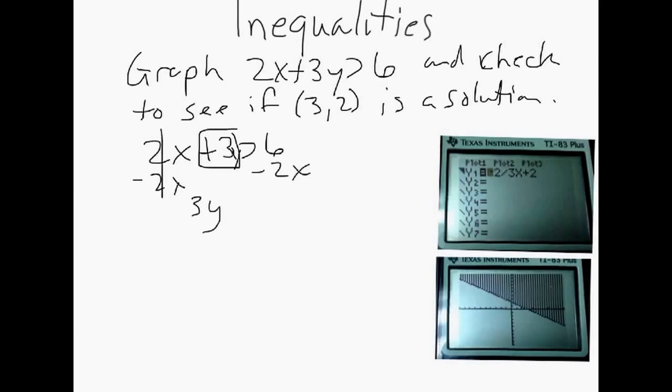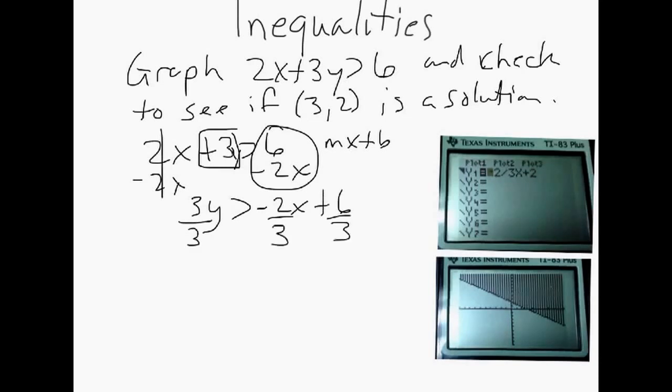We bring down the 3y, we bring down our greater than. This gets written in mx plus b form just like we've been doing all year. So minus 2x goes first, positive 6 goes second. Then we divide everything by 3, and that cancels. This stays greater than. Remember, there's a rule that you flip if you divide by a negative, but we divided by a positive all the way across, so we do not flip. Negative 2/3 x plus 6 divided by 3 is 2.